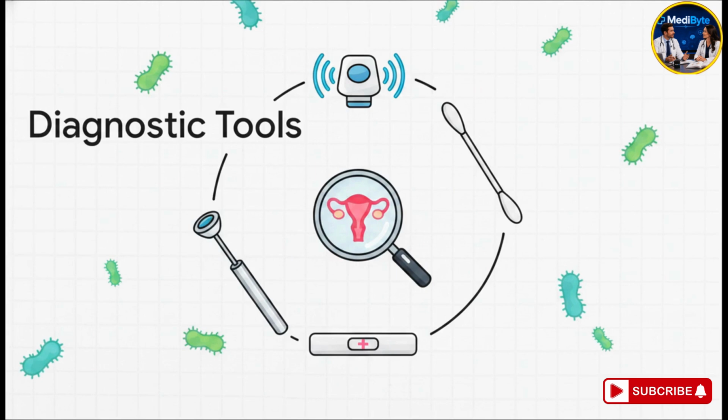Often, they'll use a pelvic ultrasound to spot any dangerous abscesses or rule out a tubal pregnancy, which is exactly why a pregnancy test is standard protocol here. If things are still a bit uncertain, they might even use a laparoscopy, which means inserting a tiny viewing tube through the navel to get a direct look at the pelvic organs.